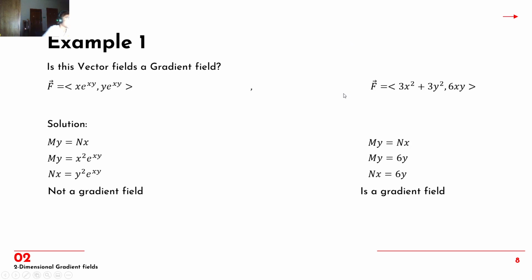So let's take a look at another example. Vector F equal to 3x squared plus 3y squared, that is M, and 6xy, that is N. So when we differentiate M with respect to y, we got 6y, and N differentiated with respect to x, we got 6y. So M sub y equal to N sub x, which is 6y. So both of them equal each other. That means the vector is a gradient field.